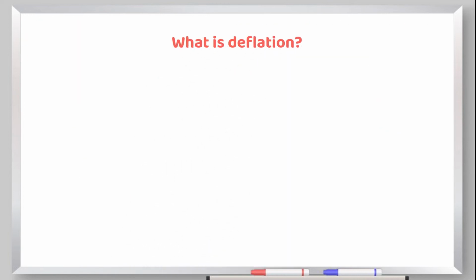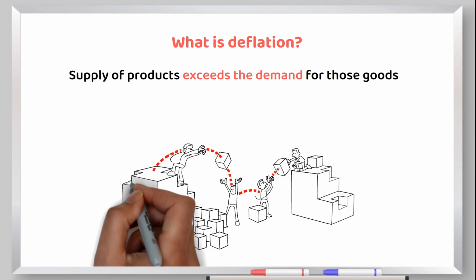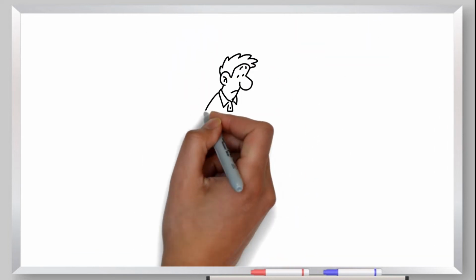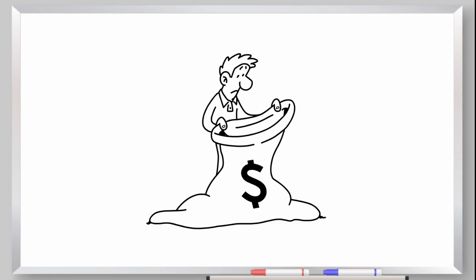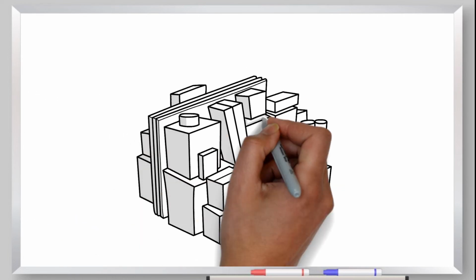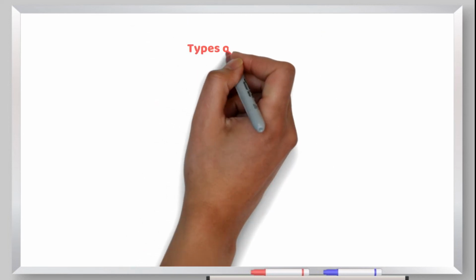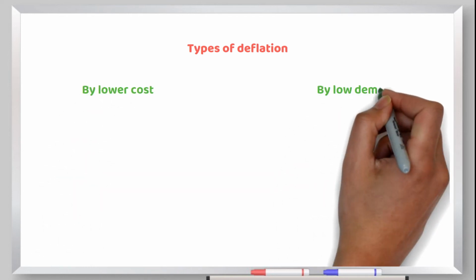What about deflation? When the supply of products exceeds the demand for those goods and/or services, deflation or negative inflation occurs. This usually occurs because people have less money or credit than they did previously. Prices of consumer products and services decline because of this. There are two basic types of deflation: deflation by lower cost and deflation by low demand.